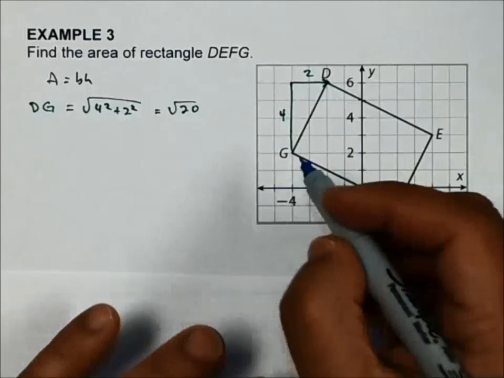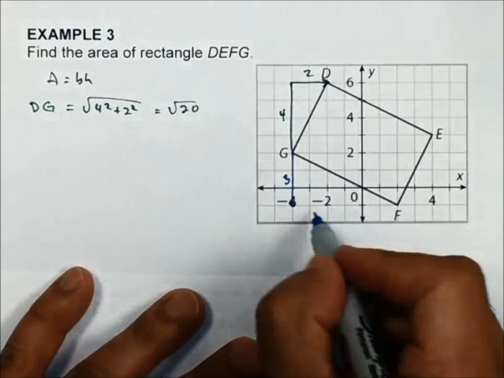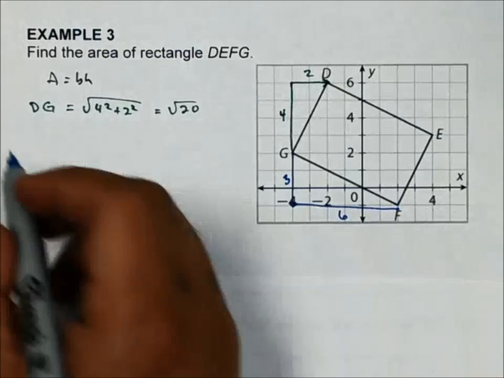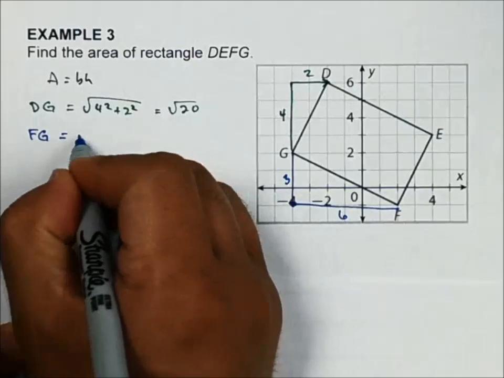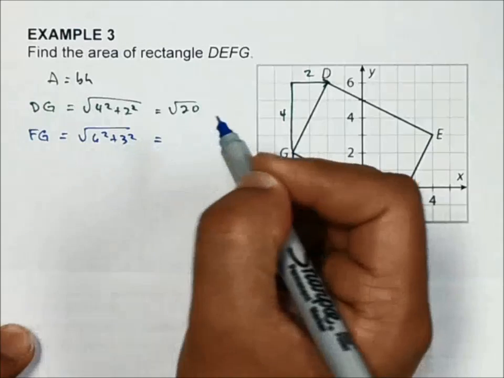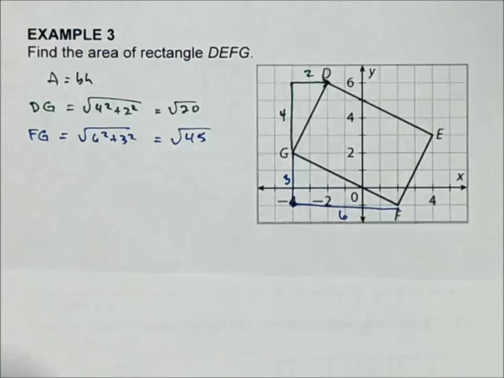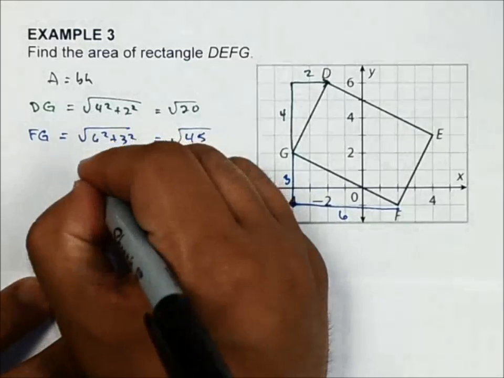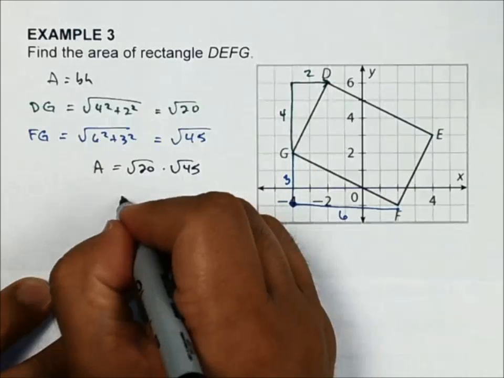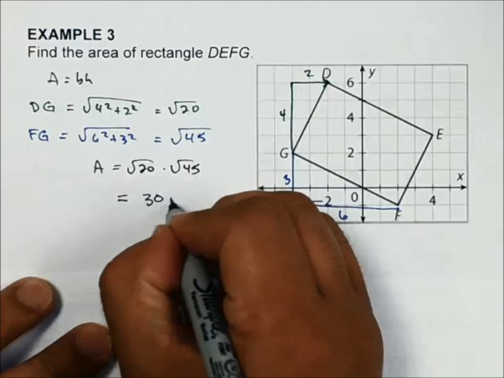And then I want to find FG, so I'm going to make this right triangle and go down 3 units and then right 6 units. So FG is going to be equal to the square root of 6 squared plus 3 squared, which comes out to the square root of 45. Okay. Now the area then is going to be equal to the square root of 20 times the square root of 45, which comes out to be this 30 units squared.